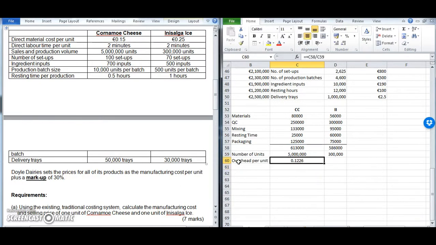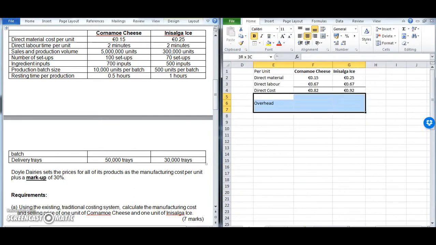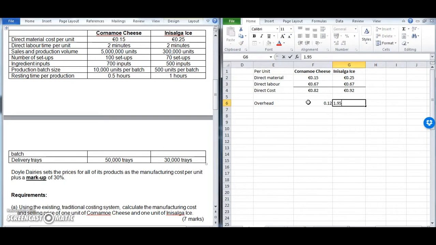Here it will be 613,000 over 5 million, which is about 13 cents per unit, or 12 cents per unit if we round down. And here it will be 586,000 over 300,000, so actually 1.95 per unit. So we're going to take these figures of the overhead per unit and work back up to the table that we had. We said this was 0.12 per unit and this was 1.95.